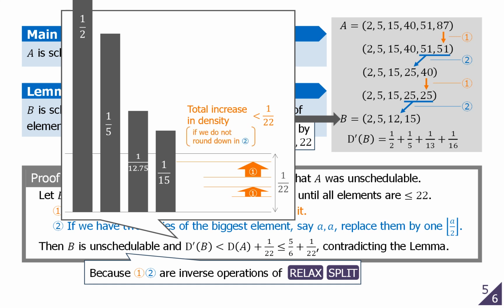But that was if we didn't round down in operation 2, and as a result the 12 in the final instance B, as in this example, remained 12.75. That's why we had to state the lemma for the modified density d prime, which regards any 12-ish number like this as a 13 to be on the safe side.